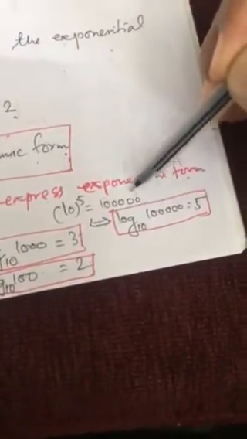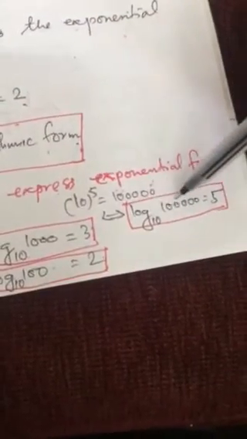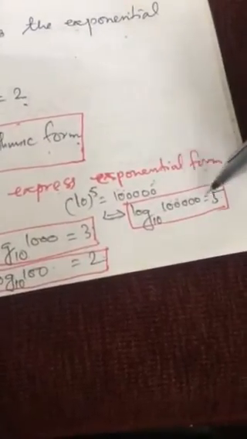So here you see, log of how much? 1 lakh. Log of 1 lakh to the base 10 is 5, because 10 to the power 5. If there will be 10 to the power 5, the value will be 5.